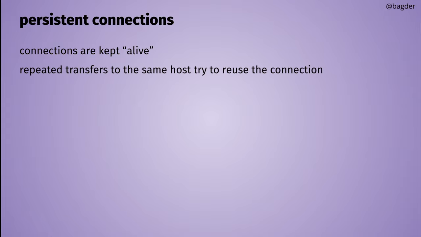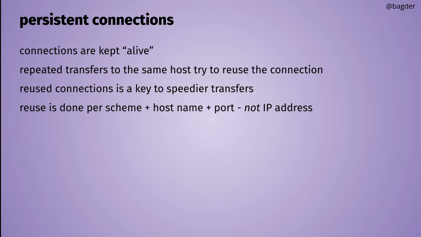So if we do repeated transfers that use the same hostname and other conditions, we can reuse the same connection. This is, of course, a quite significant performance boost, because setting up a connection can be quite costly in CPU and time and everything. If you have the connection already there, it's much, much faster. So a connection can be reused if it uses the same scheme, hostname, and port number, and other conditions too, actually. But I just wanted to emphasize that it's not based on IP address. It's based on host name, not IP address.